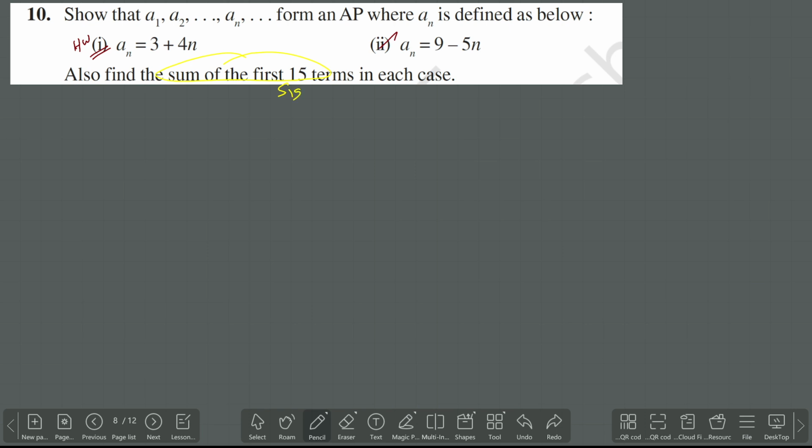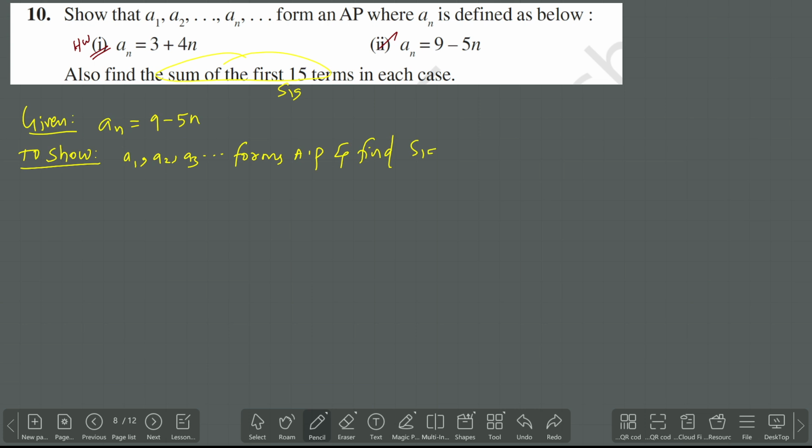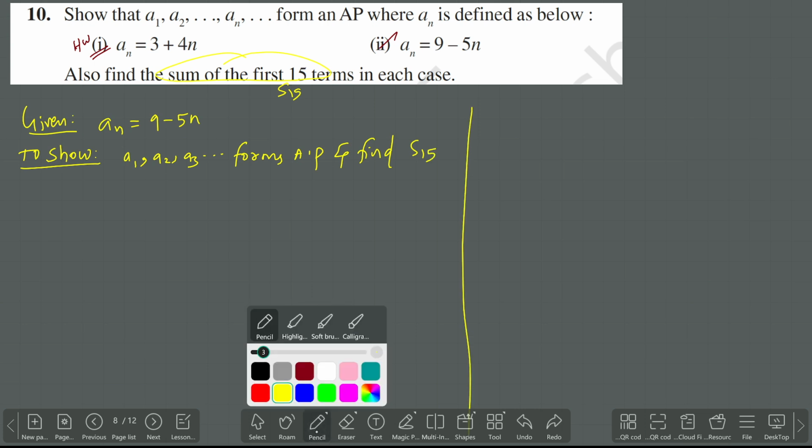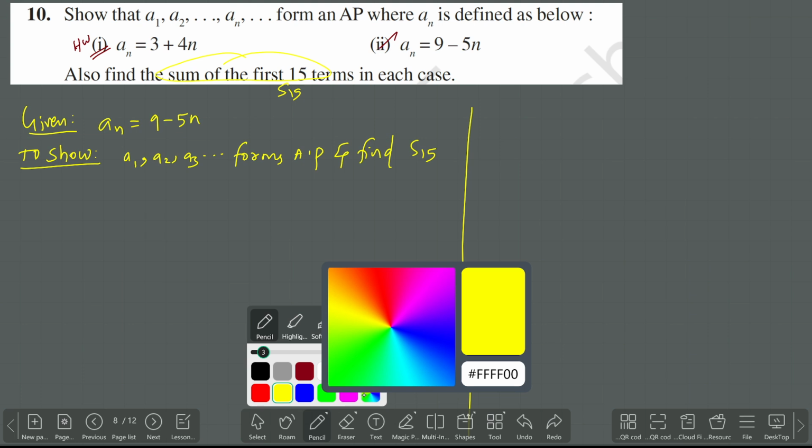So can I do it now? In the given, AN is given. AN is 9 minus 5n. So we have to show A1, A2, A3 form an AP and find S15. Do you understand the question? Guys, is it okay? Right, fine. Now we are moving.